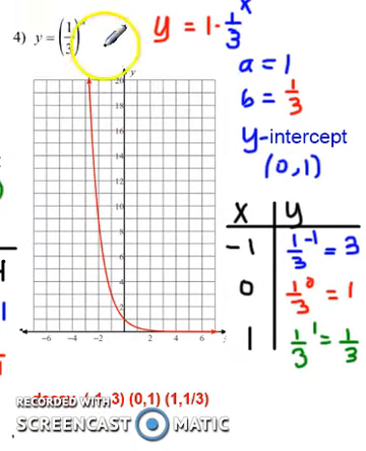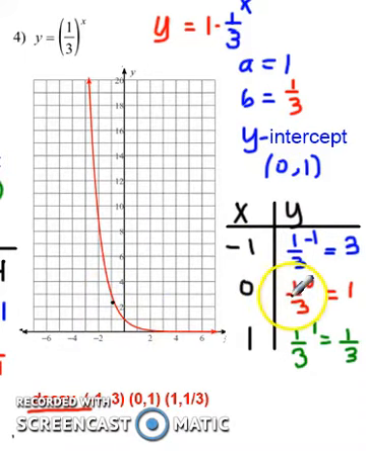In problem number 4, I'm going to rewrite this as y equals 1 times 1/3 to the x power. Then you could see a equals 1. My b is 1/3. That's between 0 and 1. That means this must be a decay. So I'm going to plug some points in. I'm going to plug in -1. That's going to flip it upside down. So -1, I get 3 right here in the graph.